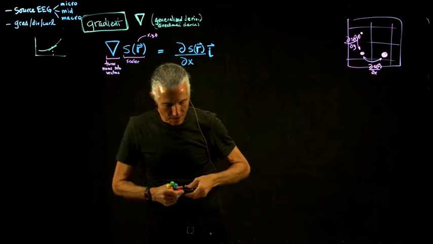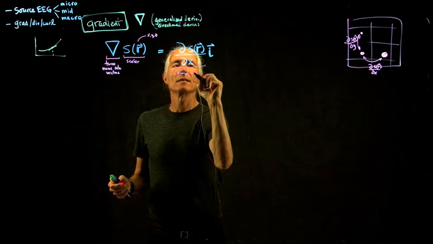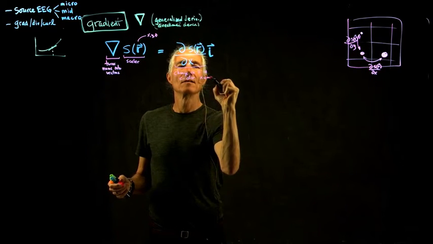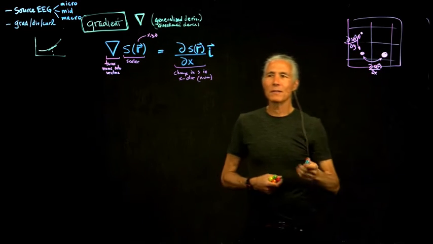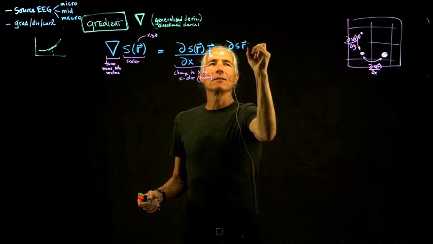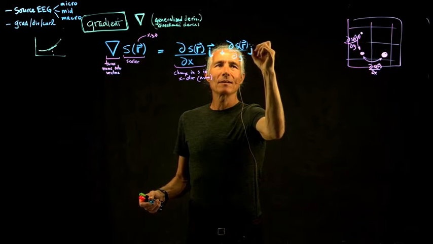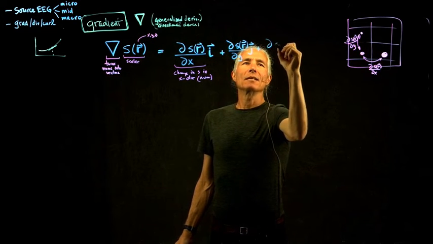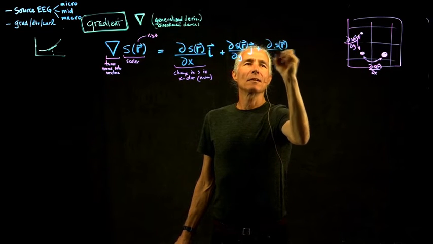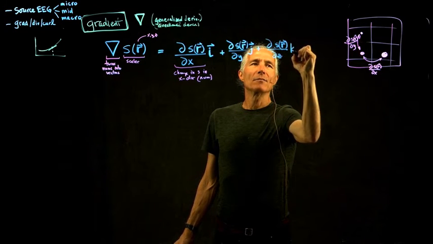So this guy is just a change in s in the x direction. That's a number. And so then to finish the gradient, we have to look at the change in s as you go in the y direction, multiplied by the y unit vector, plus the change in s as you go in the z direction, multiplied by the z unit vector.